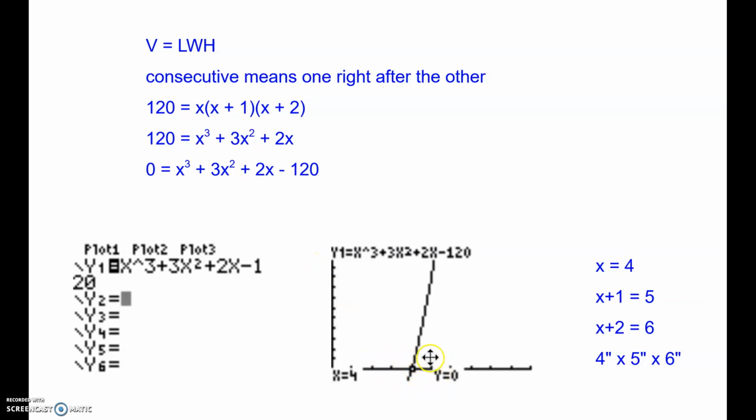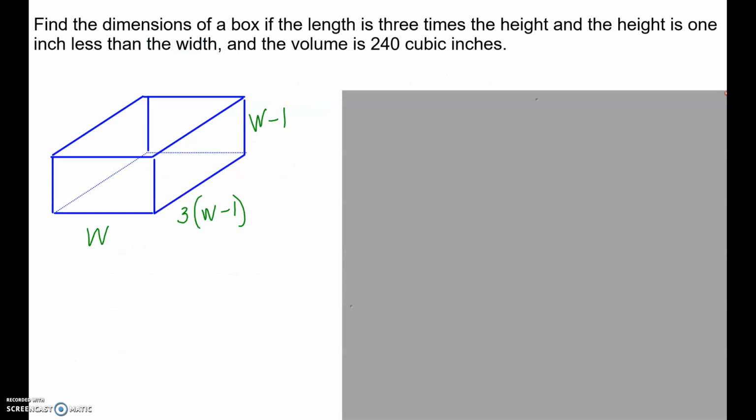The point is, though, you're looking for the x at the x-intercept, in this case 4, and then I say, well, my other dimensions were x plus 1 and x plus 2, so substituting the 4 in for x, we come up with the dimensions of 4 by 5 by 6. Have a similar one here.